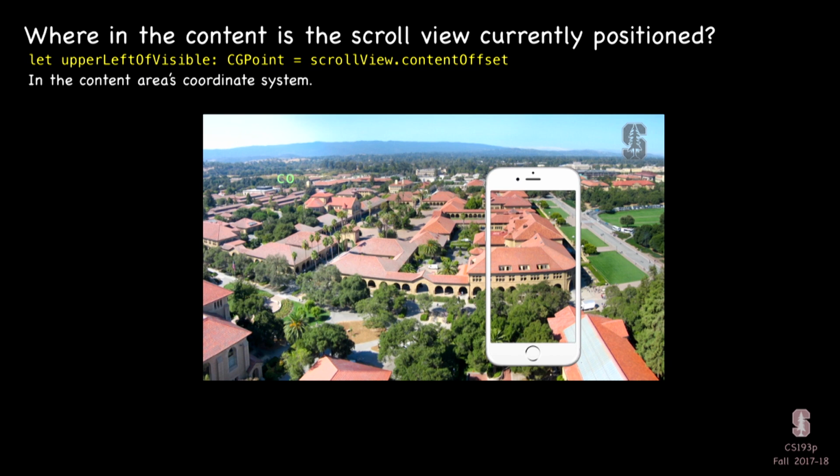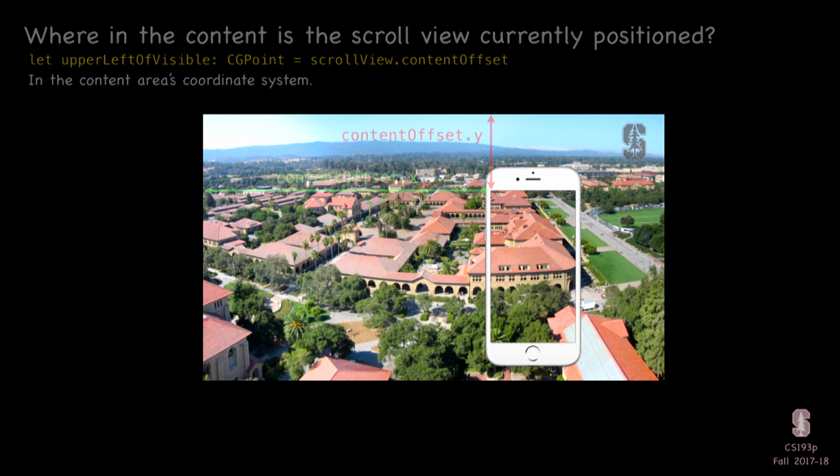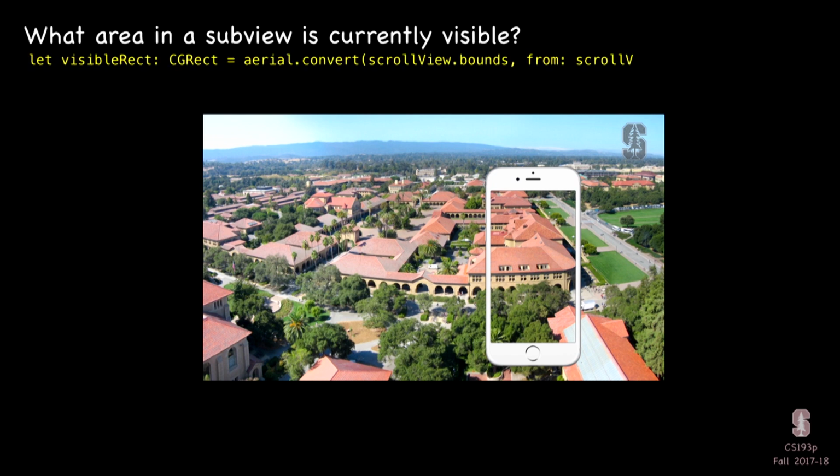Now, because of this magic, there's a couple other interesting things about scroll view, like it has a var called content offset. Content offset is just the X and Y position of the upper left corner of what the scroll view is currently showing in that content area's coordinate system. Okay? So it's just kind of exactly what it sounds like, the offset of the content that is being shown right there. And you might be zoomed though, okay?